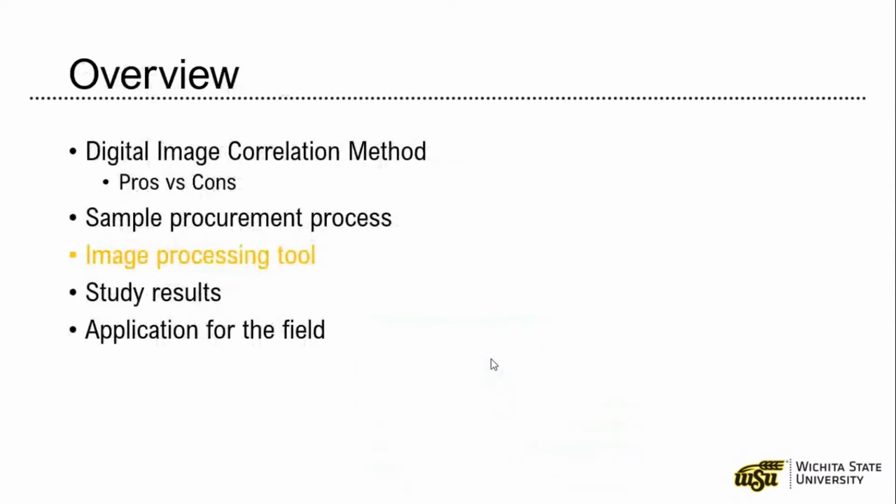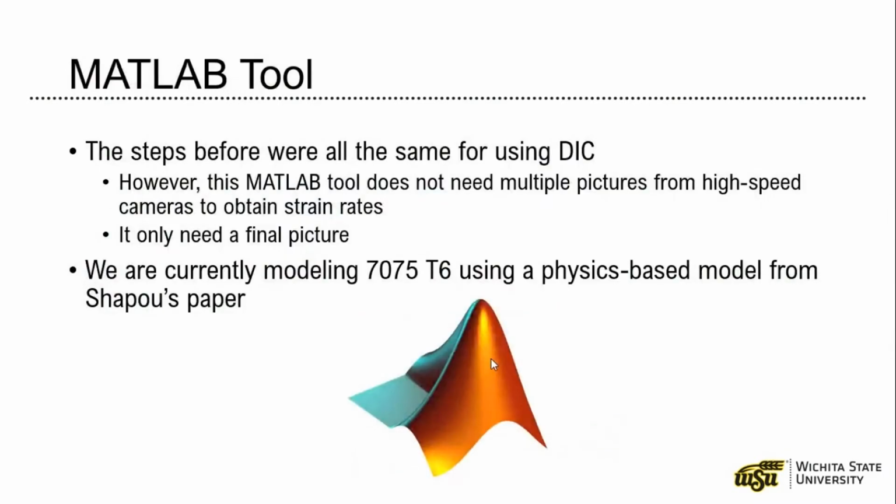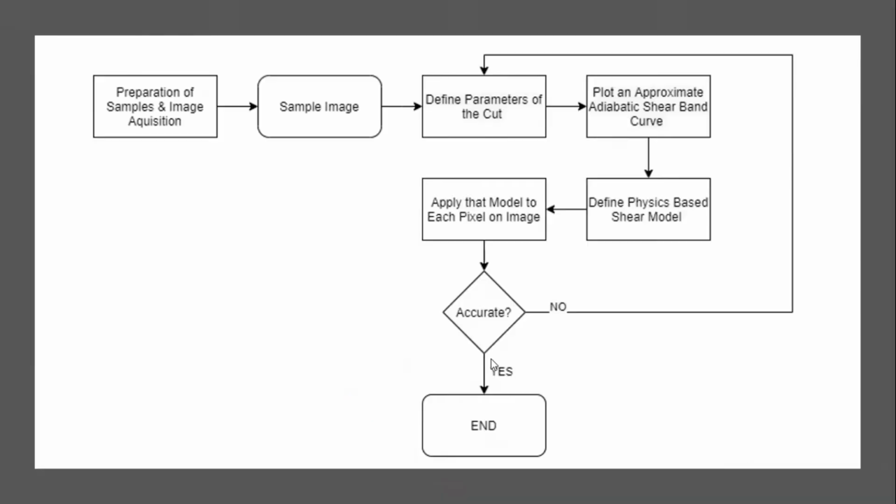So moving on to the image processing tool. This tool is pretty much the same as DIC, but kind of flipped in reverse. We start with a post image, an image that's already been deformed and the serrations are there. And then we apply our tool to it. From there, it can infer a velocity field. And then we can figure out strain rates and strains just like DIC. And we're currently modeling the 7075 T6 using a physics-based model from Chapeau's paper.